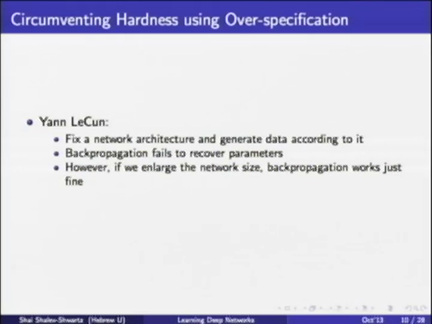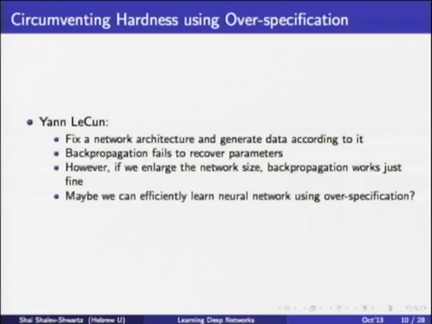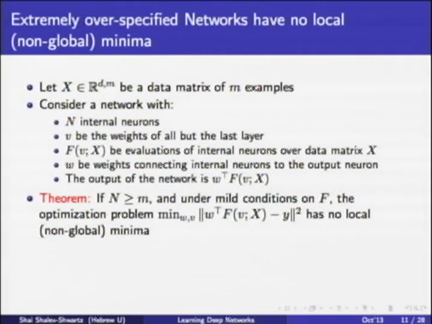Maybe we will need some more data to learn these larger networks, but maybe this will help us to circumvent the hardness result. Okay, so the question is maybe we can efficiently learn neural networks using over-specification. The first thing that we came up with is that extreme over-specification actually can give you a lot.